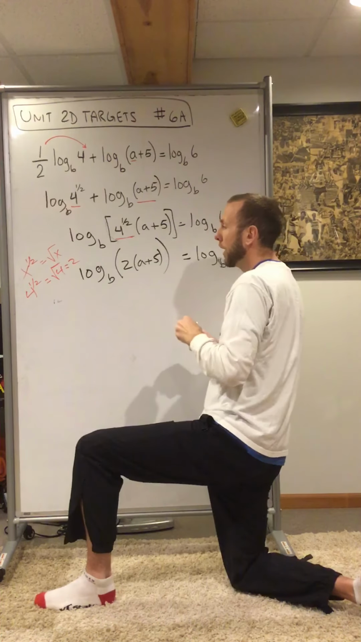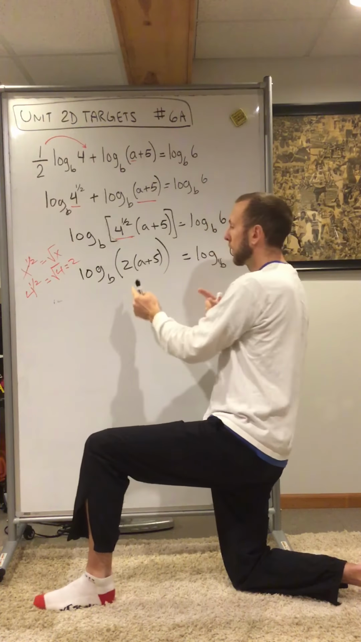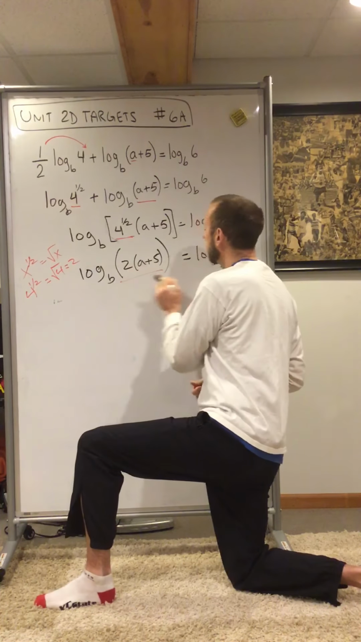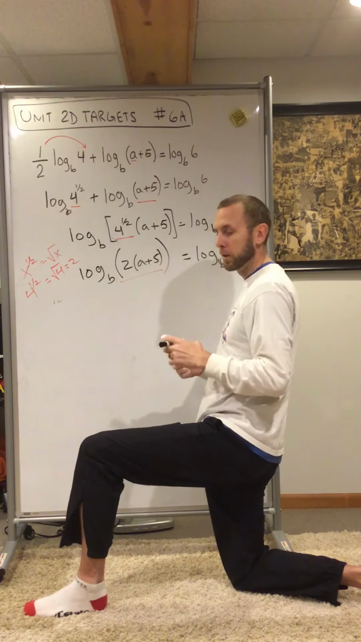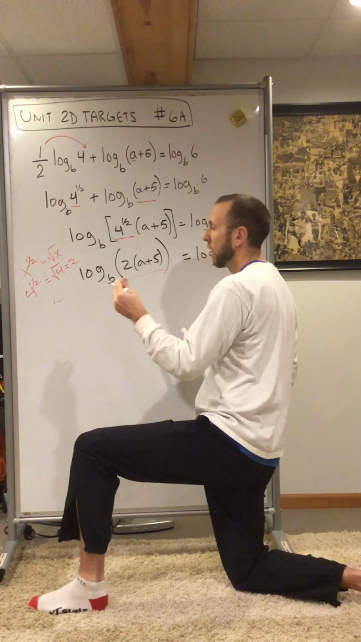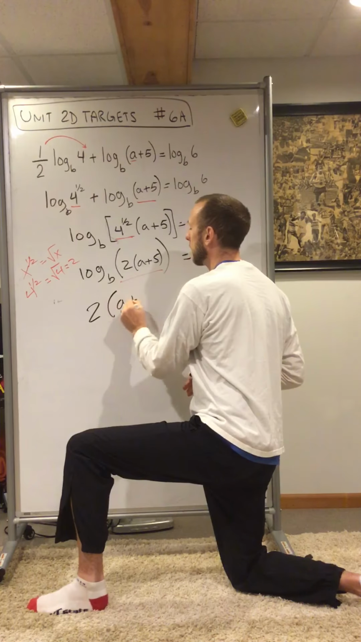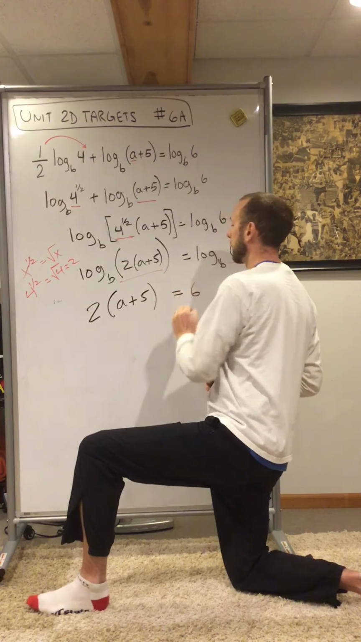Okay, now when we have a log equals a log, and the bases are the same, and there's nothing else on either side, now we can set the arguments equal to each other. And so that's what I'm going to do next. The logs basically drop off, and I have 2 times a plus 5 equals 6.